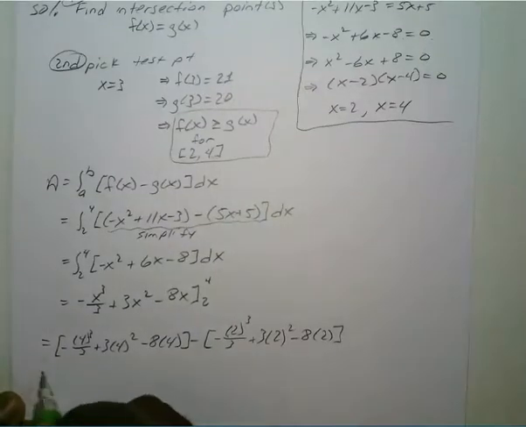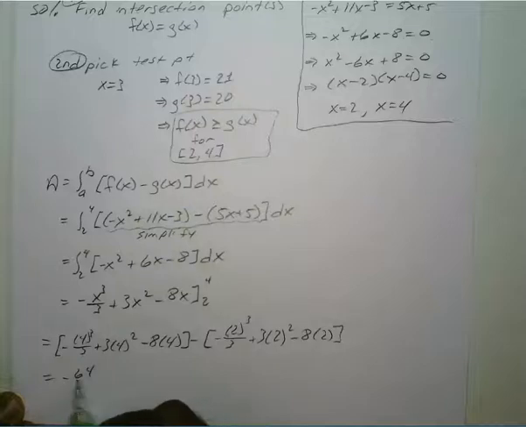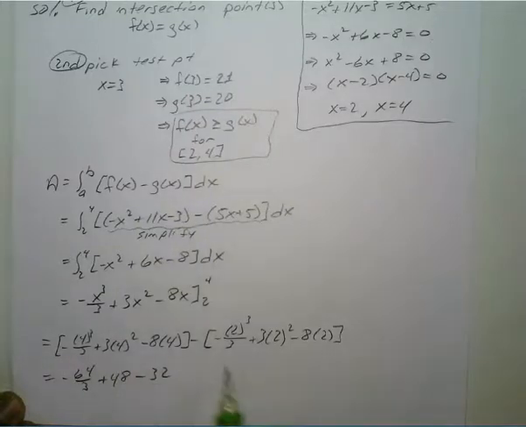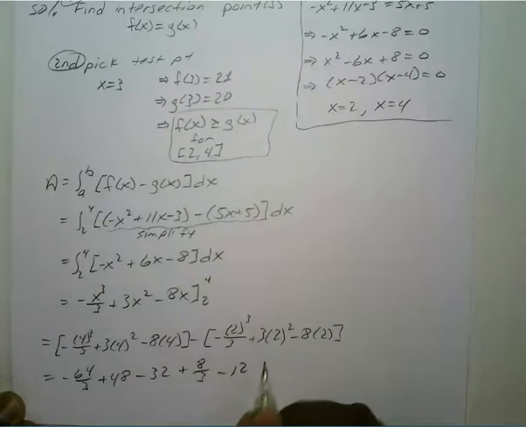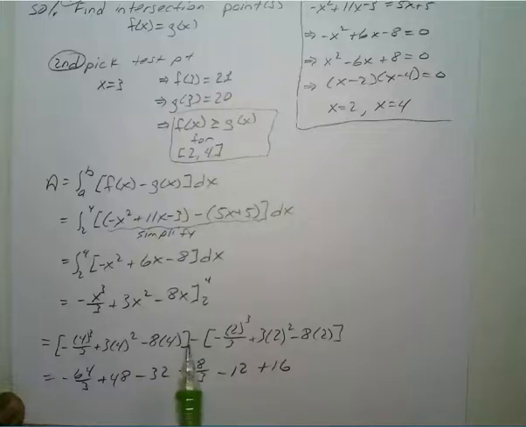Okay, so we go ahead and simplify, so that gives us negative 64 over 3 plus 48 minus 32. That becomes plus, so it's plus 8 over 3 minus 12 plus 16 once we distribute the minus.